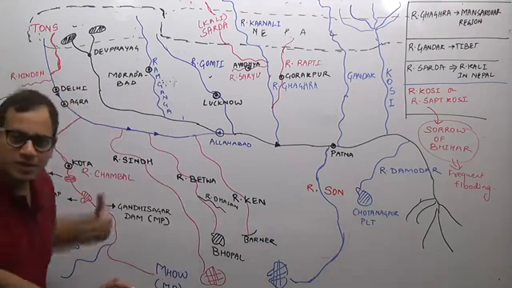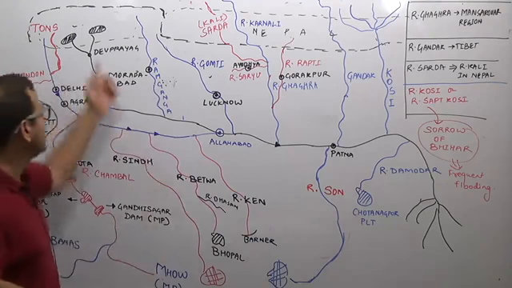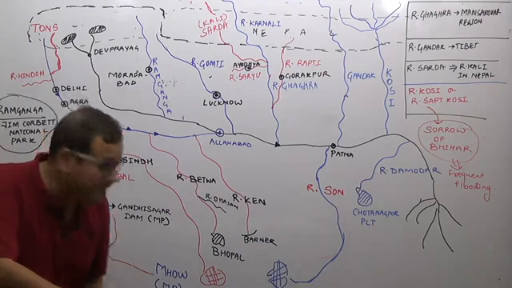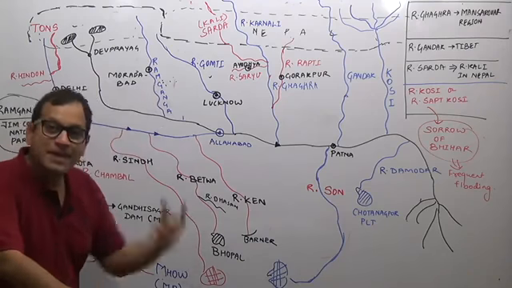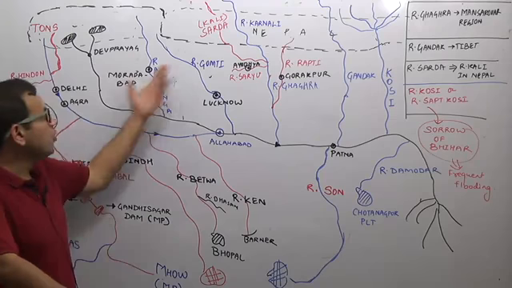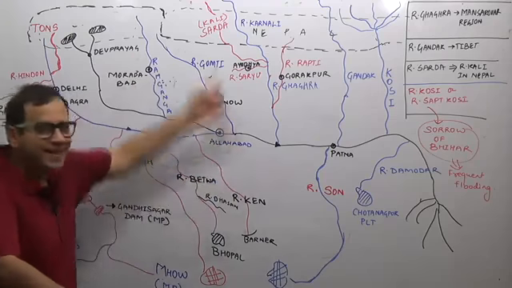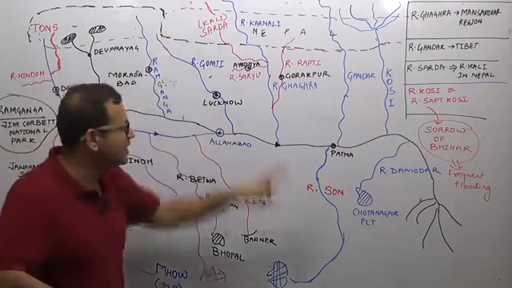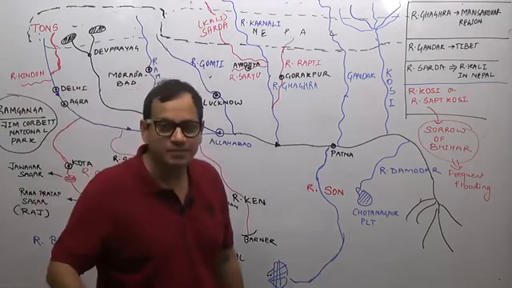So Yamuna, where does it originate? Yamunotri Glacier. Which state? Uttarakhand, India. Ganga, Gangotri Glacier, India. Ramganga, India. Gomti, India. Ghagra, Tibet, Nepal. That means Ghagra originates outside India.